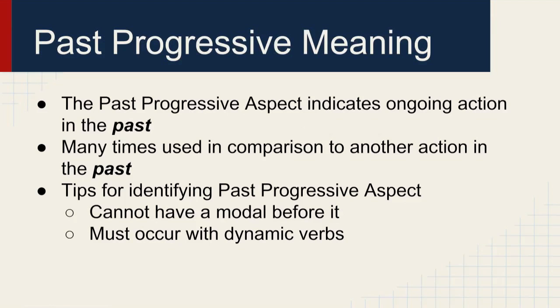The past progressive aspect is used to express that a specific action was ongoing at the same time another action occurred in the past. It is many times used in comparison to another action in the past.